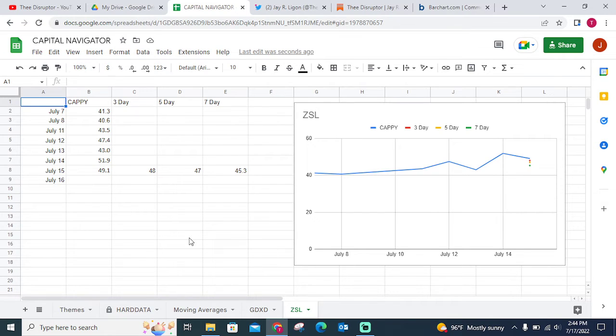Here's one for ZSL. You can see here, again, there's your CAPI score, your 3, 5, 7, and you see, yes, they are stacked correctly with the 3 on top and the 7 on the bottom.